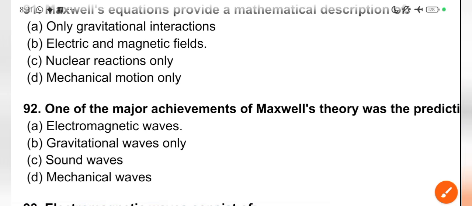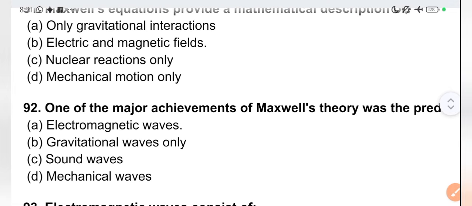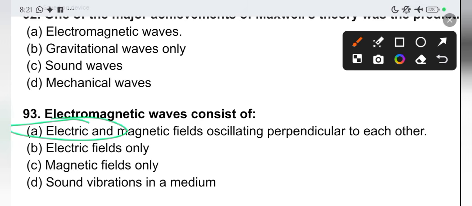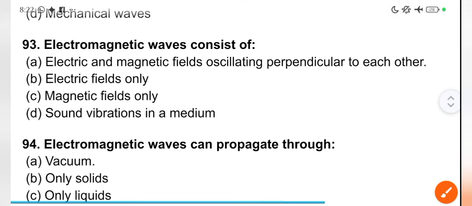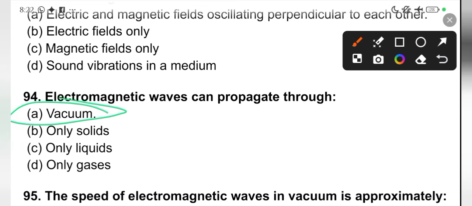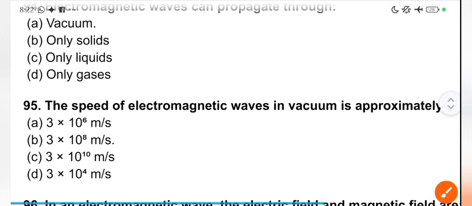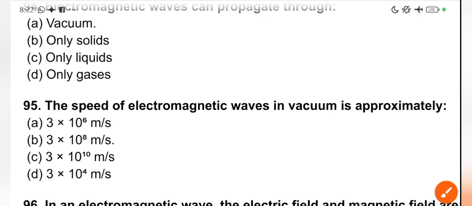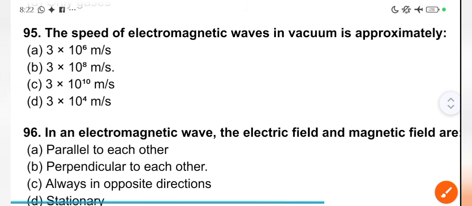One of the major achievements of Maxwell's theory was the prediction of electromagnetic waves. Electromagnetic waves consist of electric and magnetic fields. Electromagnetic waves can propagate through vacuum. The speed of electromagnetic waves in vacuum is approximately 3 times 10 raised to the power 8 meters per second. That is the velocity or the speed.